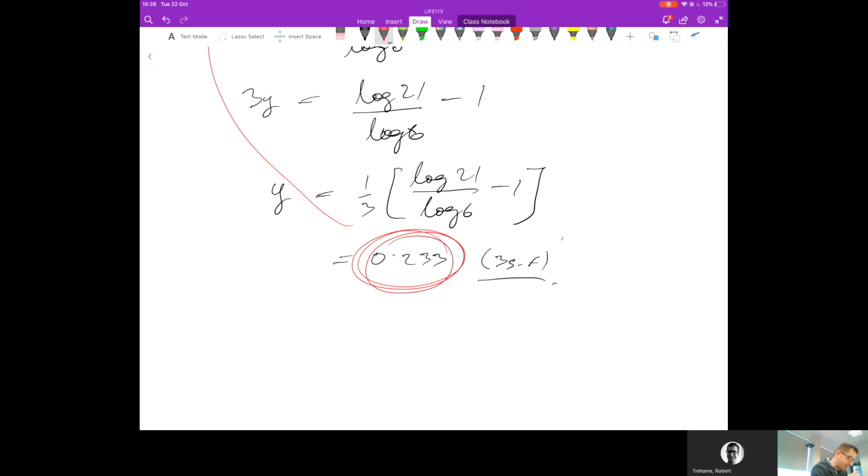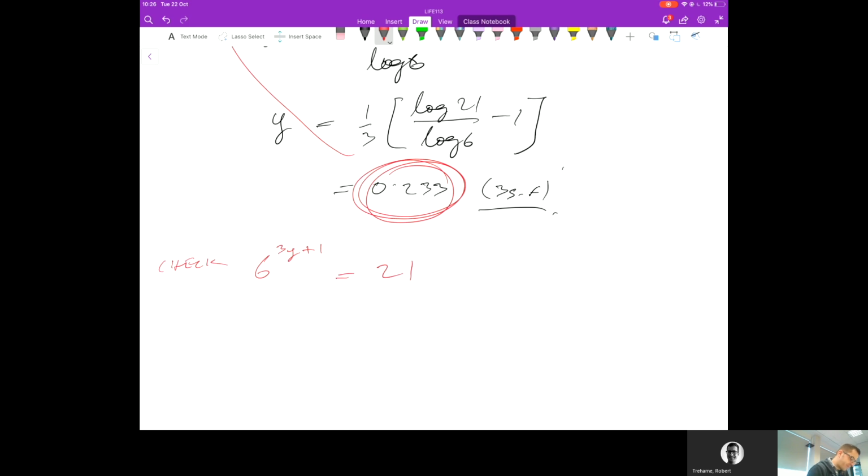So remember what we were solving first. We were actually solving this: 6 to the power 3y plus 1 is equal to 21. This is my check, okay? Now, all you've got to do here is 6 to the power of 3 times 0.233 plus 1, and you do that on your calculator, and actually I get 20.99 because I've rounded here, right? But you know that that's right then, okay? Obviously, if you do it and you get an answer which is not the same, you know you need to do it again to get those marks. Right, that's the end of that.